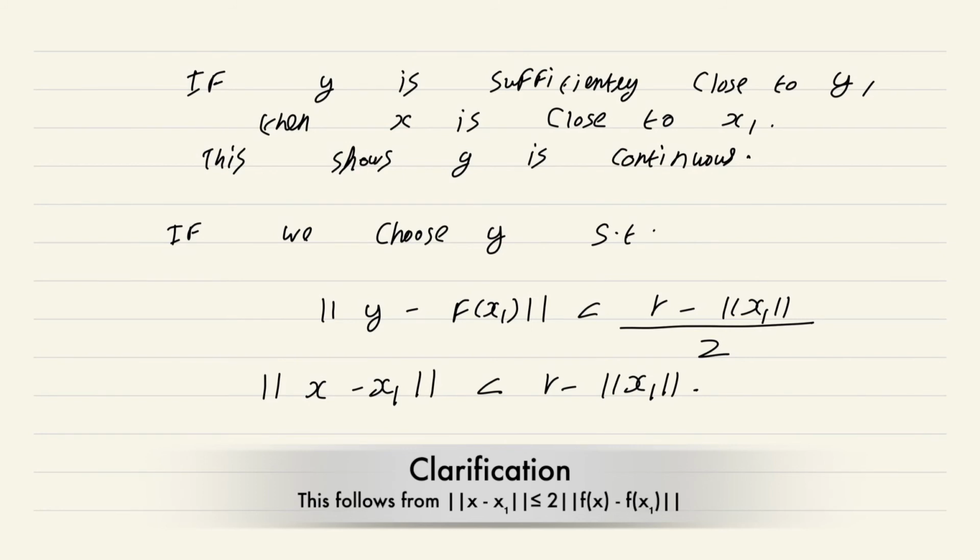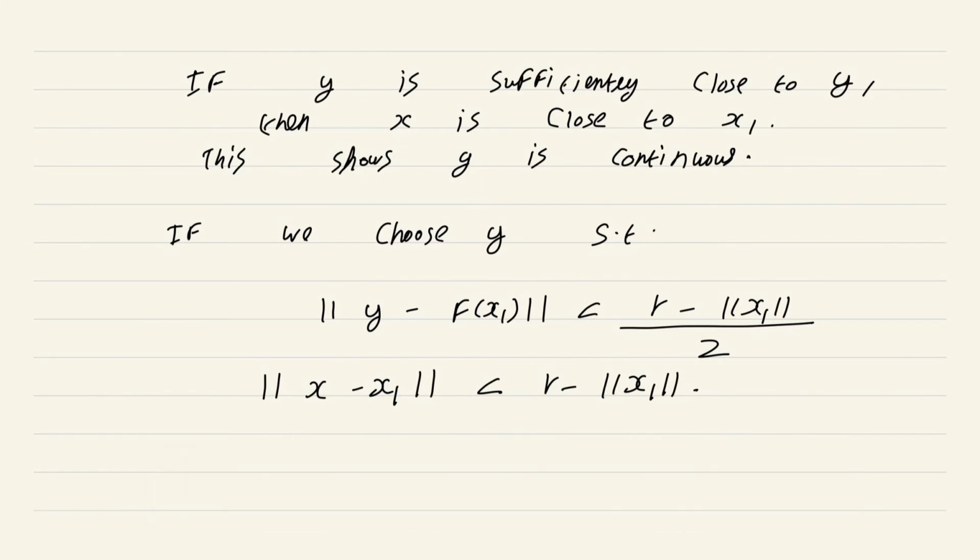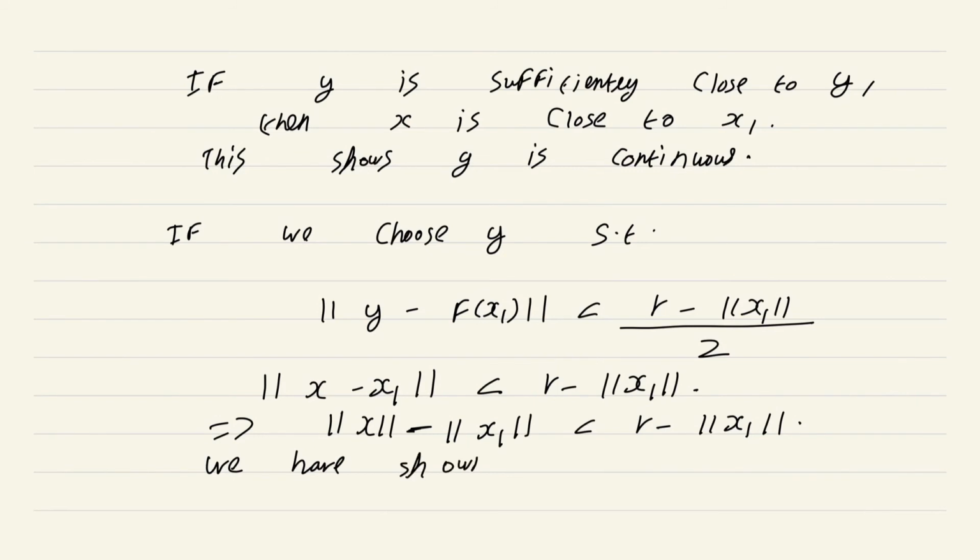Okay, so if you choose y such that norm y minus f(x1) is less than (r minus norm x1) by 2, then norm x minus x1 will be less than r minus norm x1, which means that norm x minus norm x1 is less than r minus norm x1, where we have just applied this reverse triangle inequality. Okay, so what this shows is that norm x is therefore less than r, just cancelling off the norm x1s. We have shown that norm x is less than r.